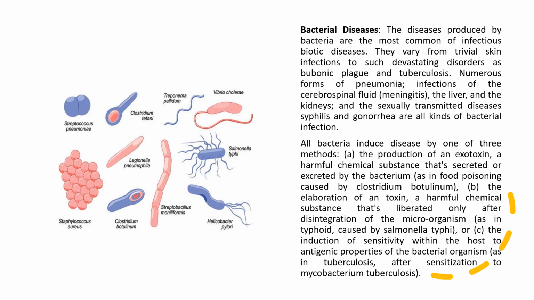All bacteria induce disease by one of three methods. A, the production of an exotoxin, a harmful chemical substance that is secreted or excreted by the bacterium, as in food poisoning caused by Clostridium botulinum. B, the elaboration of an endotoxin, a harmful chemical substance that is liberated only after disintegration of the microorganism, as in typhoid caused by Salmonella typhi. Or C, the induction of sensitivity within the host to antigenic properties of the bacterial organism, as in the case of tuberculosis, after sensitization to Mycobacterium tuberculosis.